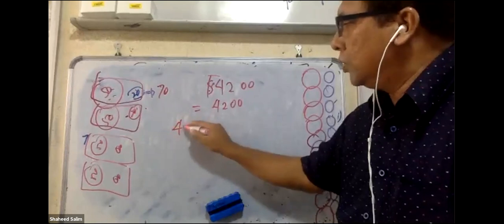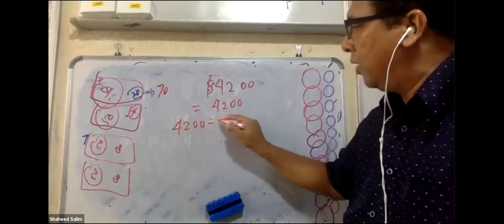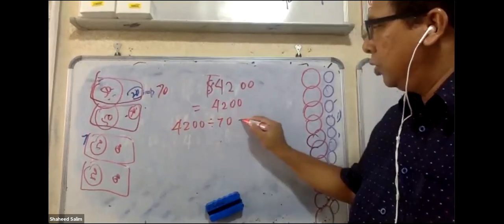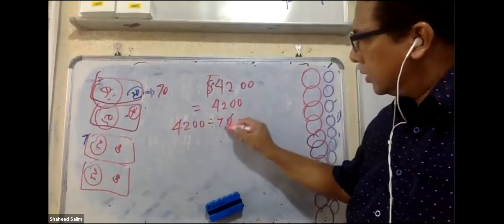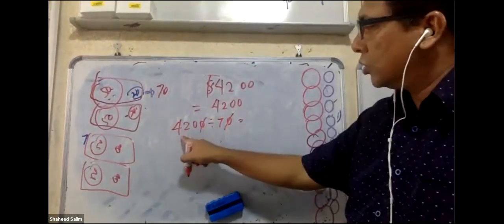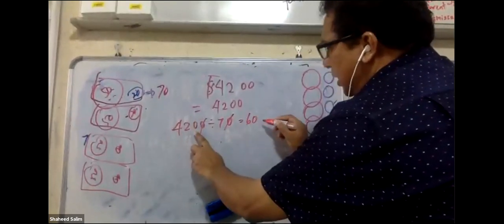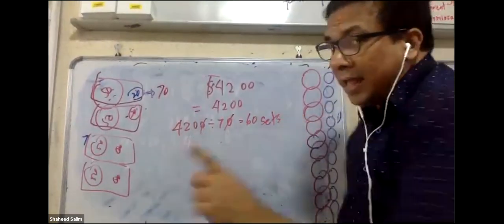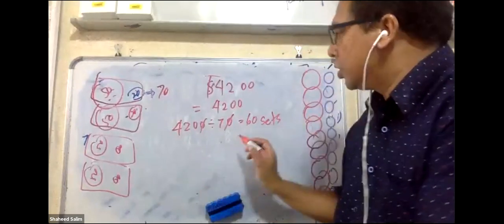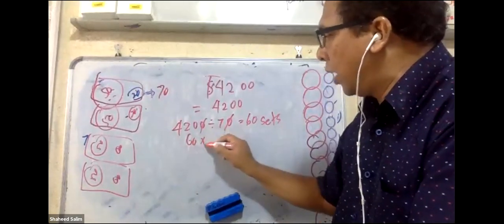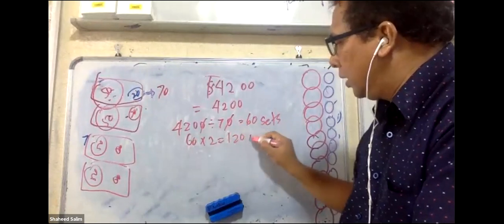Just take the value. Zahira, take the value divided by value of one set. Then you get your answer. Cancel. What times 7 equals to 42? What times 7 equals to 6? Add a 0. 60 sets. So 60 sets, one set there's 2 coins. 120 coins.